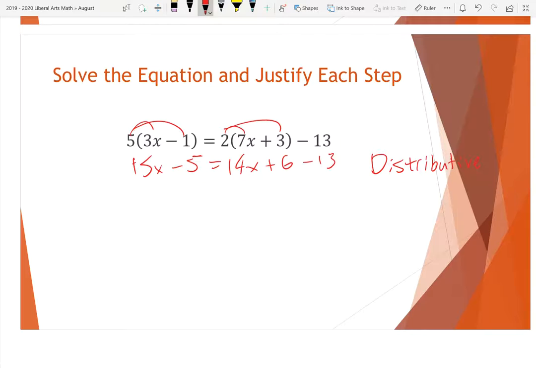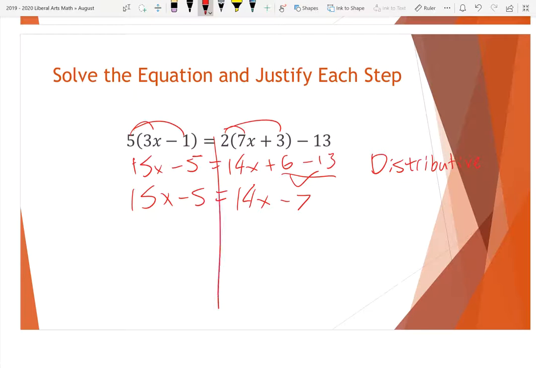So I would simplify. It's not really a part of the solving process, but just to quickly simplify, we have 15x minus 5 on the left, but I can combine these terms here on the right. Have 14x, and 6 minus 13 is negative 7. So 14x minus 7. That's not really a property. That's just me simplifying these into that number.